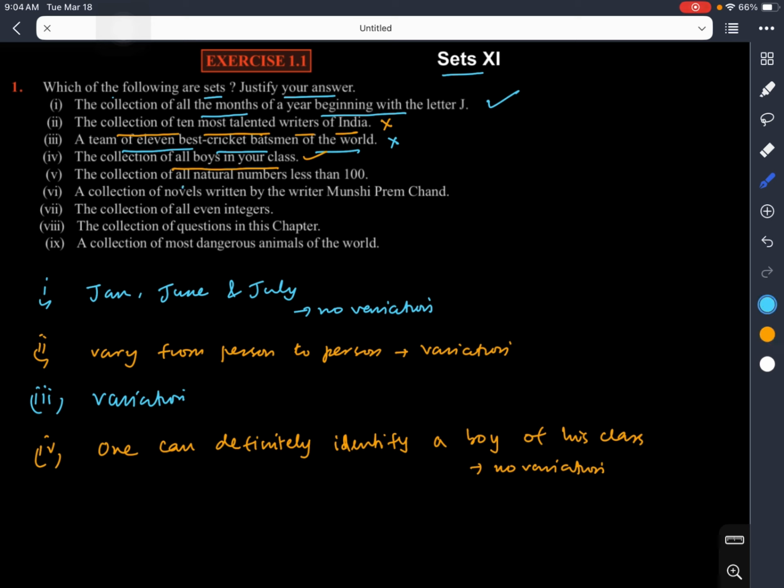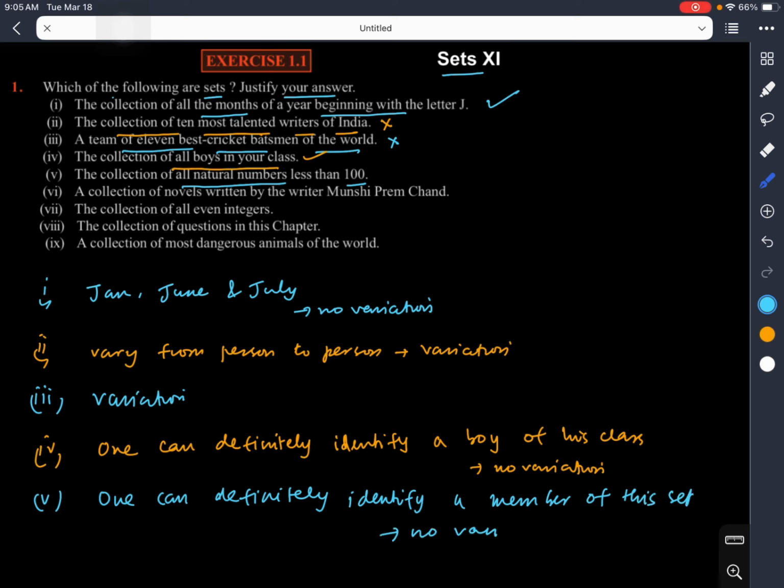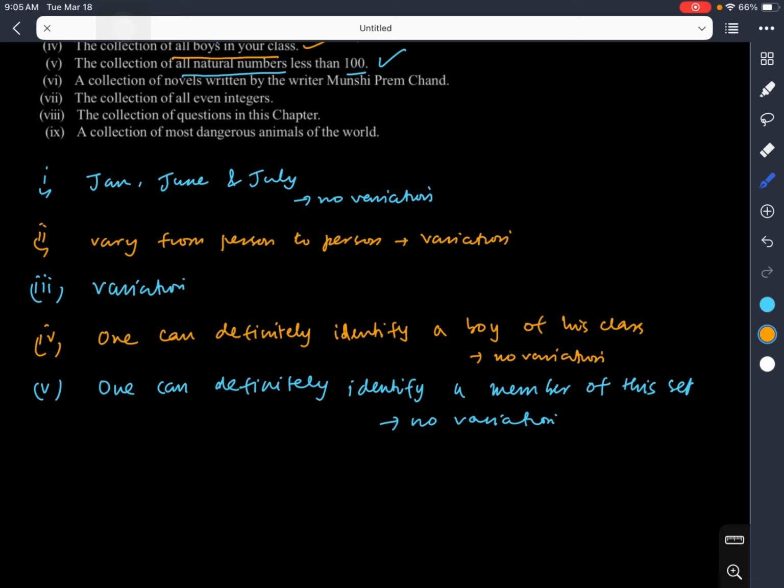Part number next is the collection of all natural numbers less than 100. This obviously is a set because one can definitely identify a natural number less than 100. So one can definitely identify a member of this set, and there is no variation whatsoever. So this is a set. Moving towards sixth part, the collection of novels written by the writer Munshi Premchand. This one is a set as the name of the writer has been mentioned, and one can definitely identify a novel written by this very writer. So there is no variation. So this is a set.